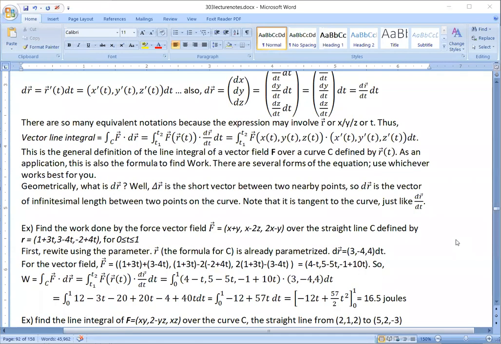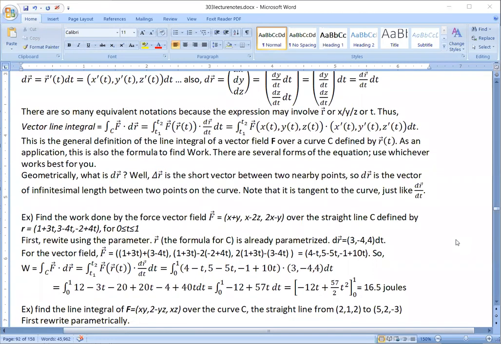So, what is the first thing that we need to do? First thing is we know that we're going to need the parameterizations. So first rewrite parametrically. So C is a straight line going from A to B. How do we write the equation for that parametrically?